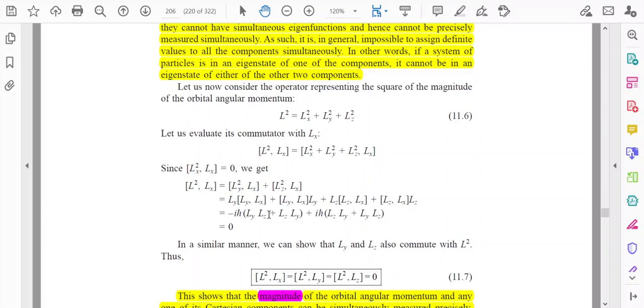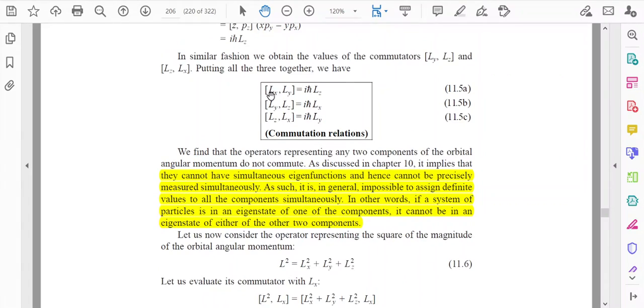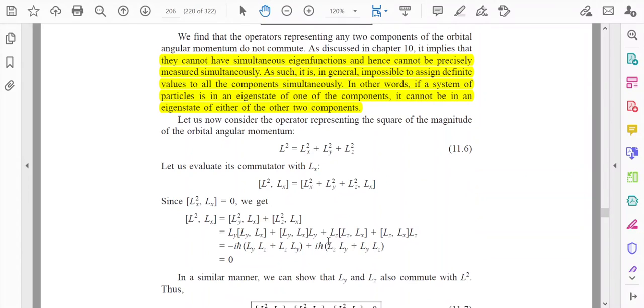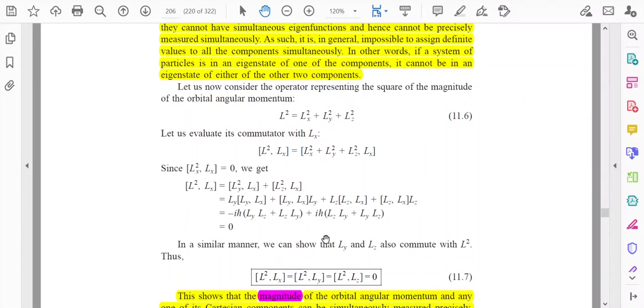Now we know what the value of Ly comma Lx or Lx comma Ly is. All these we have already evaluated here. We just have to put those values in and simplify. Ultimately, after simplification, we can show that the result of this summation will be 0. That means L square comma Lx will be 0.